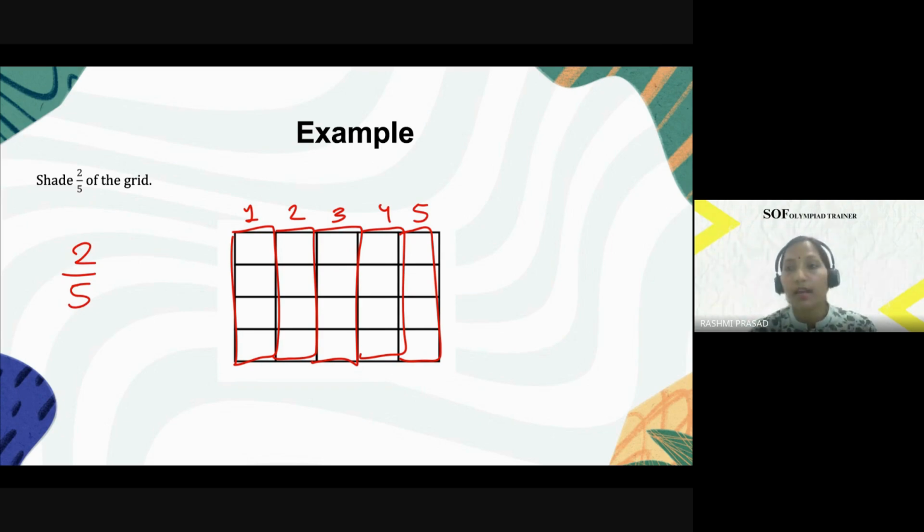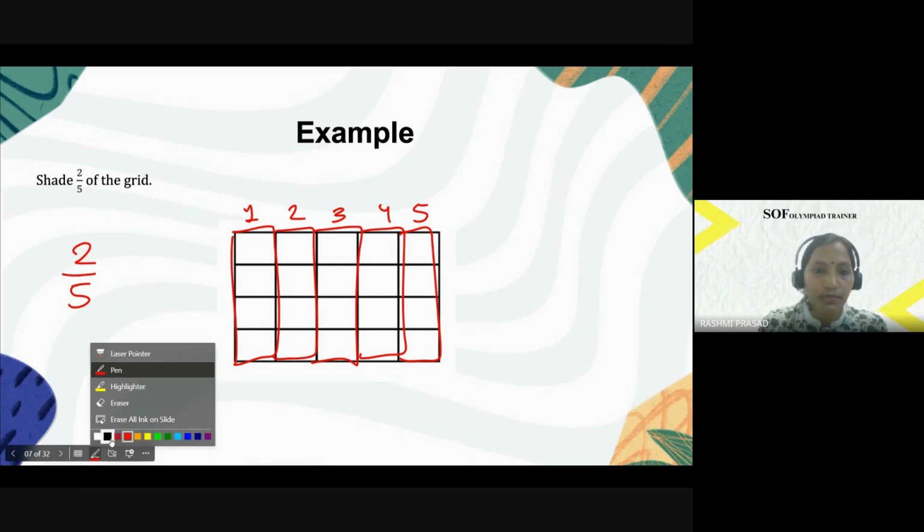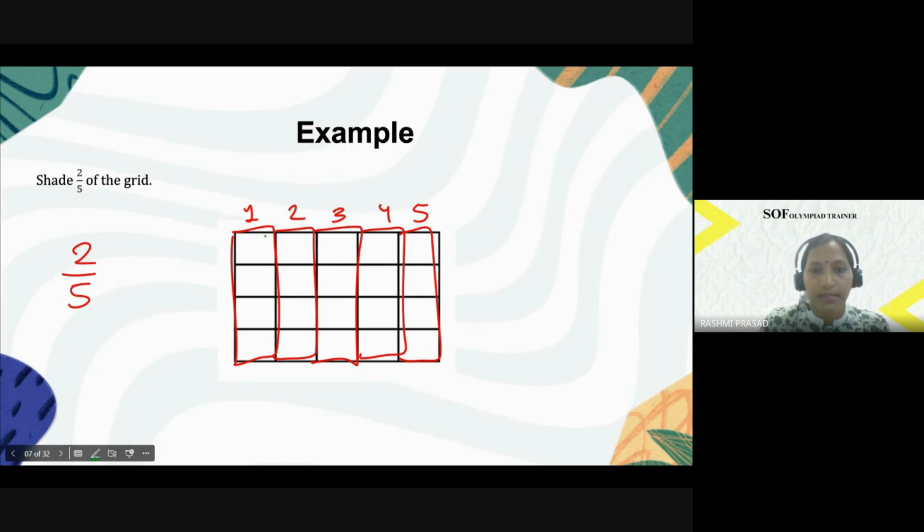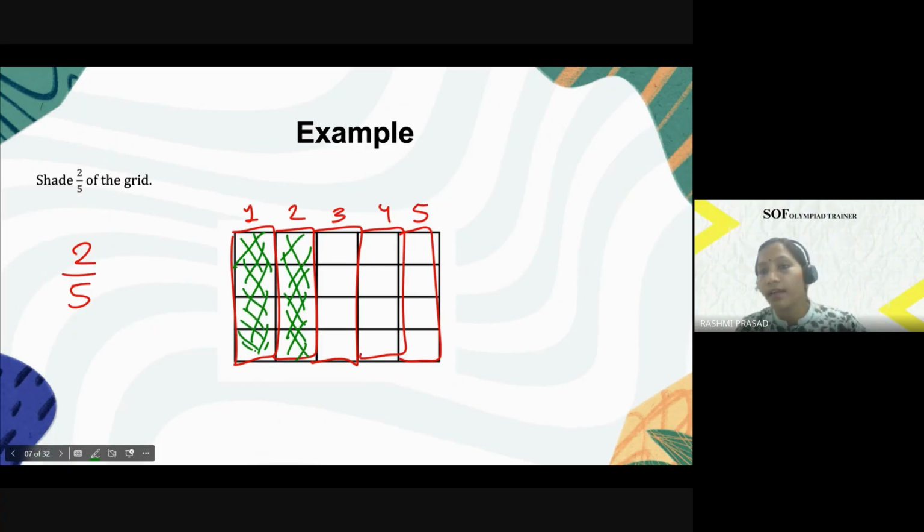Now it says I need to shade 2 out of 5. So what I will do, I will shade these 2 parts. So let me just quickly do that. Here I will shade this and this. So basically this green represents the shaded 2 over 5.